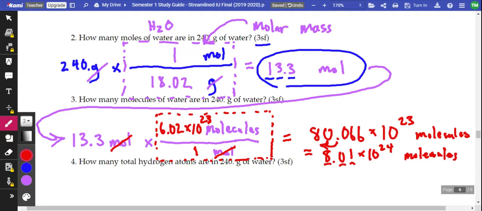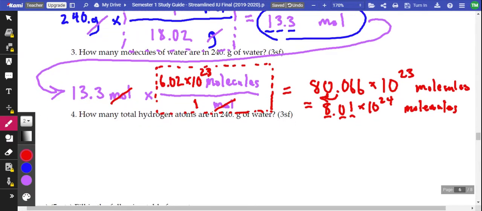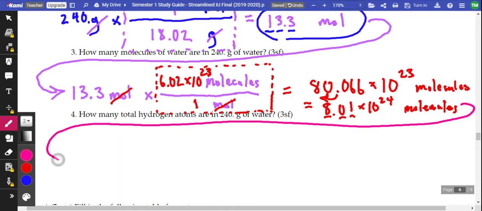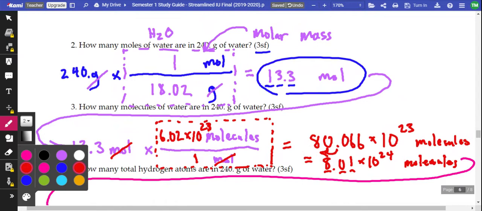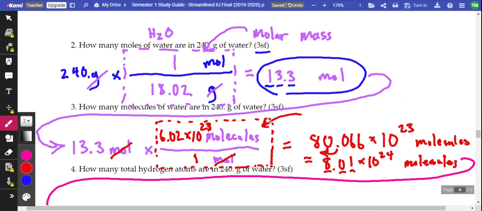Okay, last step. How many hydrogen atoms total are in 240 grams of water? So we're still using the same quantity of water, just taking this one step further. We want to figure out how many hydrogen atoms there are. Well, we had molar mass as a relationship between moles and grams. We have Avogadro's number, which is a relationship between particles and moles.